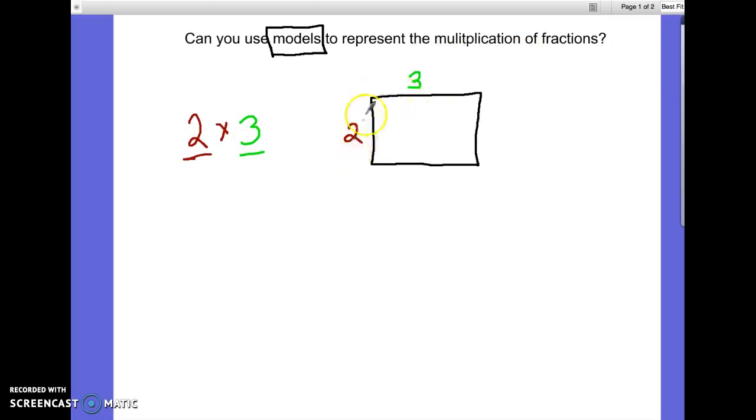Well, we can't just say 2 is the length and 3 is the width. We have to represent it some way by breaking up our model. So what I'm going to do is break up my length into 3 equal sides and my width into 2 equal sides. I know that these aren't equal, but bear with me. Then I can see that I have 6 complete regions. So that means that 2 times 3 equals 6. Another way of writing this is 2 groups of 3. Now keep this in mind when we are going through the fraction model next.